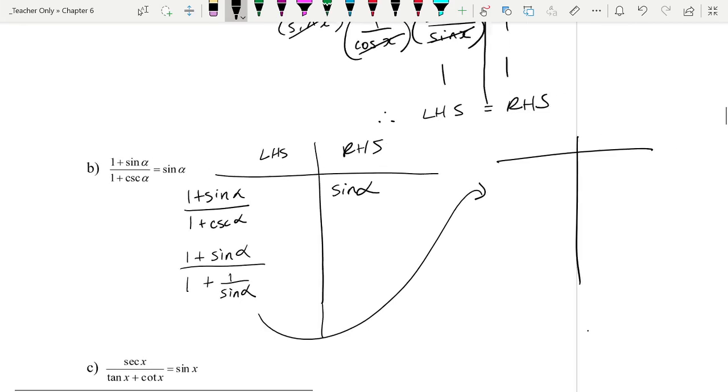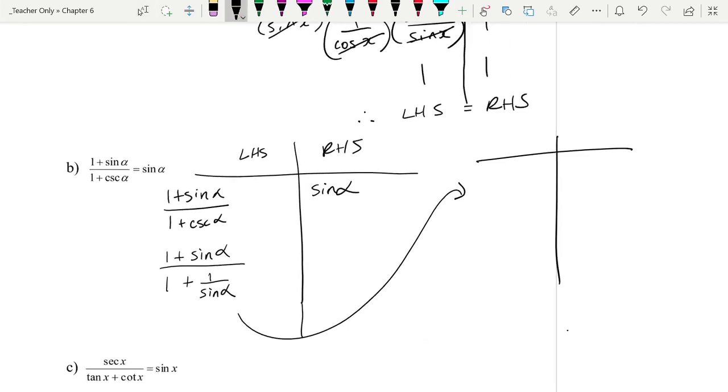So how do I make that happen? I'm going to do a common denominator. This is 1 plus 1 over sine alpha, so I'm going to do my 1 trick. I'm going to multiply by sine alpha over sine alpha to this 1.